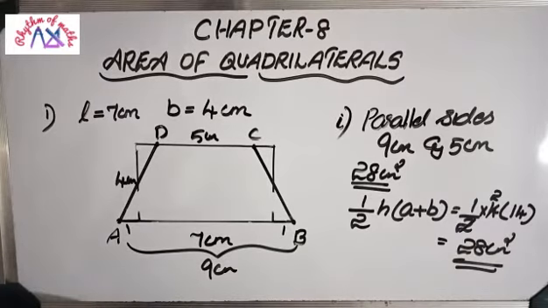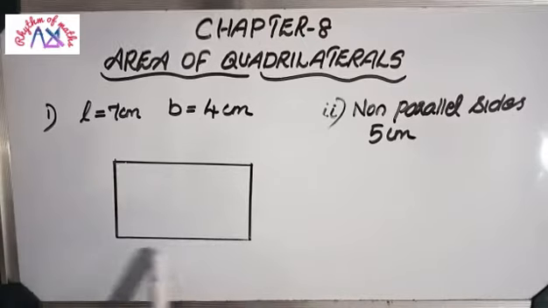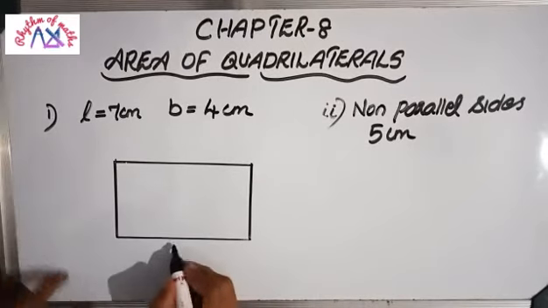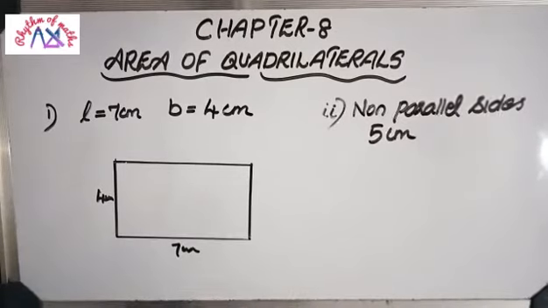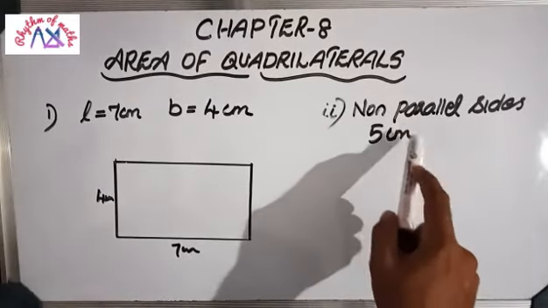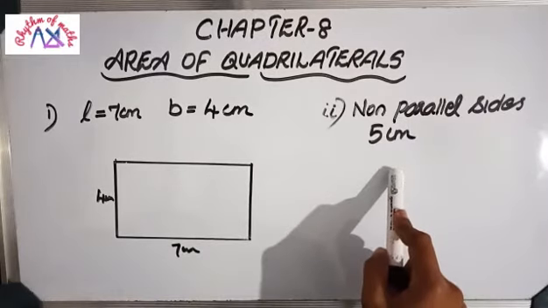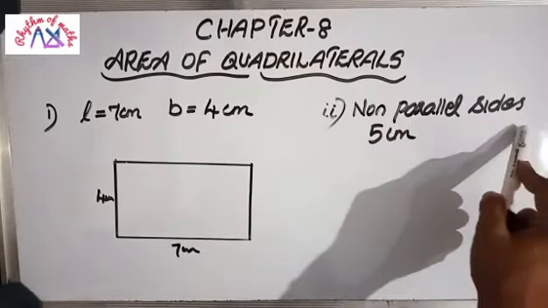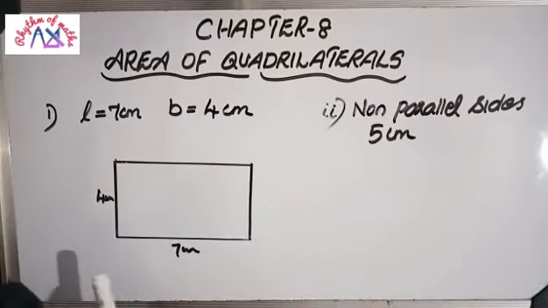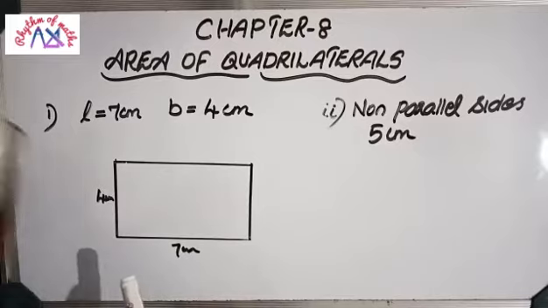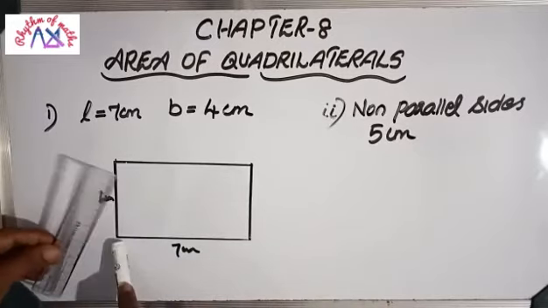Now let's do second sub question. For the second sub question also, first we need a rectangle with length as 7 centimeter and breadth as 4 centimeter, and we have to draw a trapezium with the non-parallel sides as 5 centimeter. That means isosceles trapezium we have to draw here with the non-parallel sides as 5 centimeter. So for that, first draw rectangle. Then using scale or using compass, draw 5 centimeter from this point.